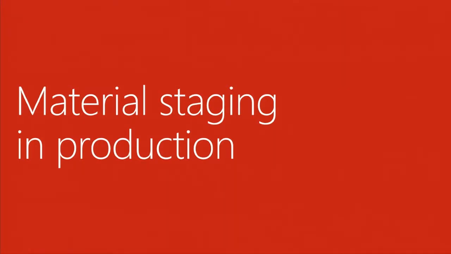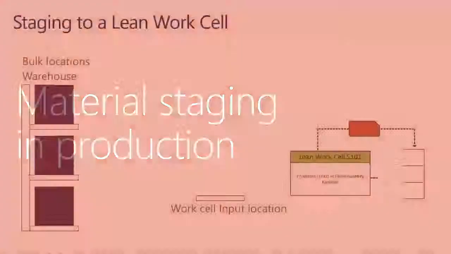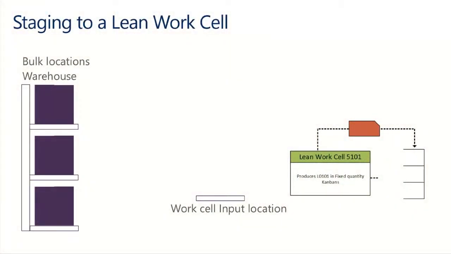The first way is the staging to lean work cell. This is for lean manufacturing, so Kanban. That was the first part of what Johan was explaining, where we will produce an item that we later will use in assembly of our speaker.